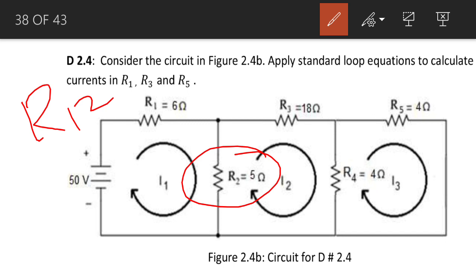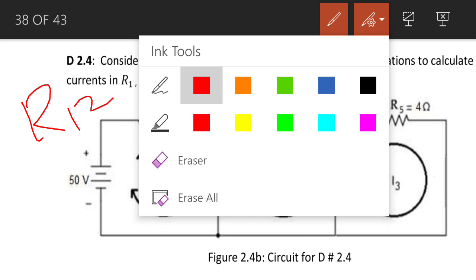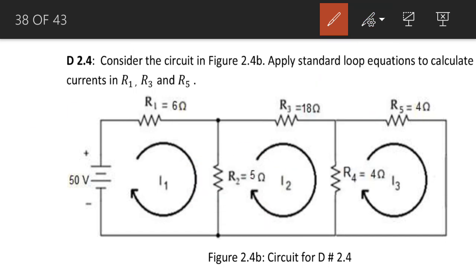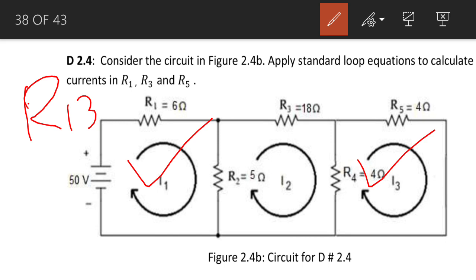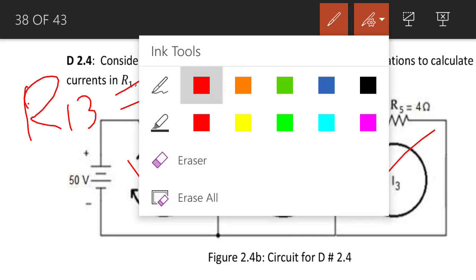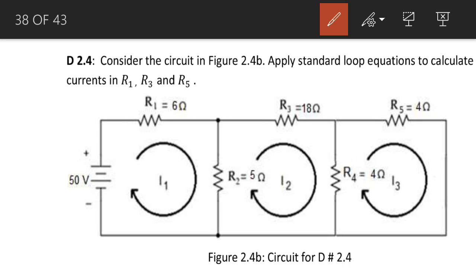Then we find out R13. So if you look at the circuit diagram, here is loop number 1, here is loop number 3. There is no resistor that belongs to loop number 1 as well as loop number 3. So R13 will be equal to 0. Right? So anyhow, you know how to find out the elements of the R matrix.